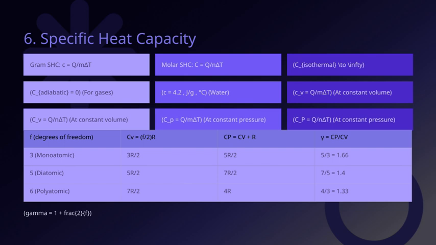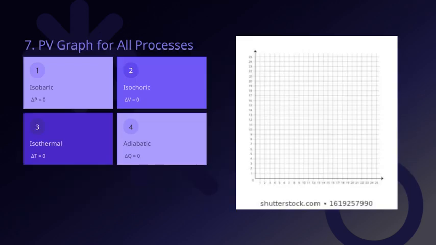On this slide, we're looking at the PV graph for all the different thermodynamic processes. Let's start with the adiabatic process, which is represented here by delta Q equals 0. That means no heat is exchanged with the surroundings during this process. Because of that, any change in the system's internal energy results solely from work done on or by the system.